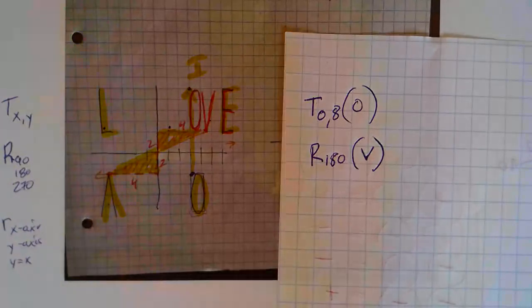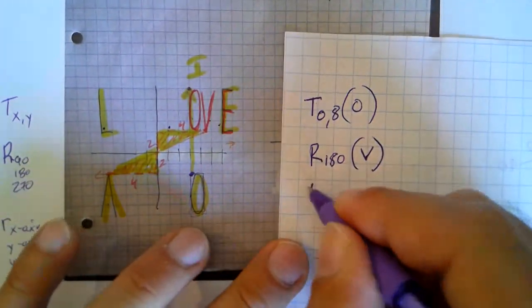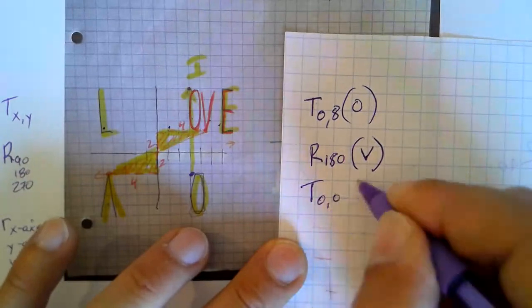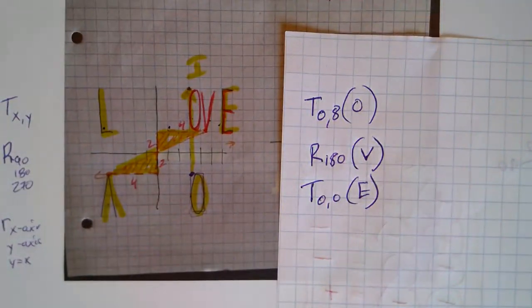And look, I'm even going to do what the E did. I'm going to say E was 0, 0. We didn't even move it. You didn't have to put that, but I put it there.